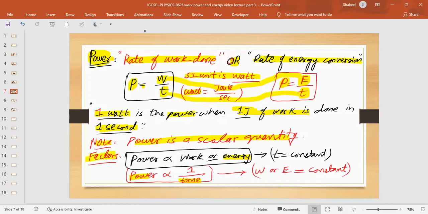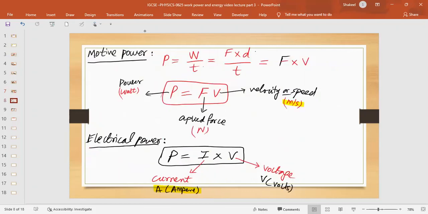About the factors that can affect the value of power, the first thing is work or energy, if you keep time constant. If you do more work or more energy is converted in a given time, the power will be greater. And power is inversely proportional to time if you keep work or energy constant. So if you take less time to complete a job, you will consume more power.